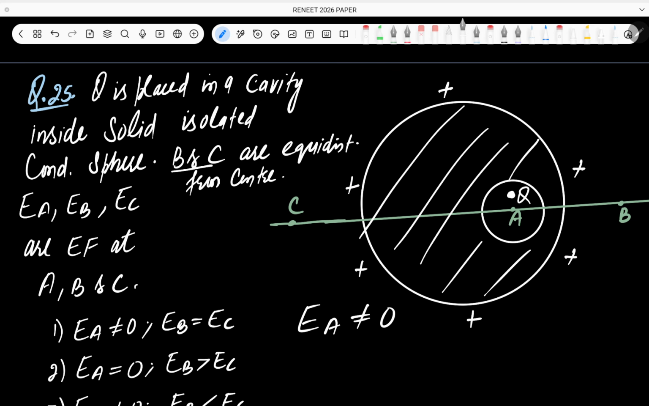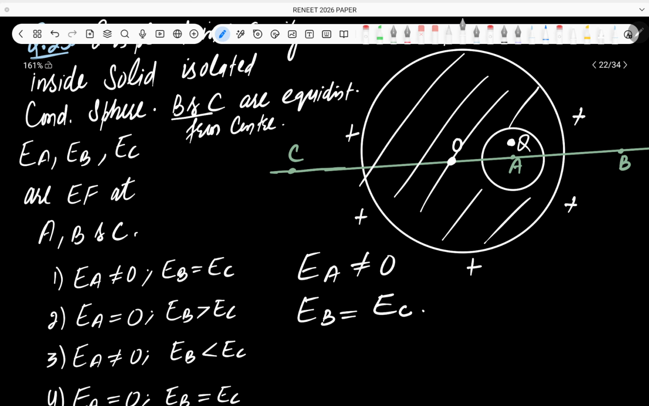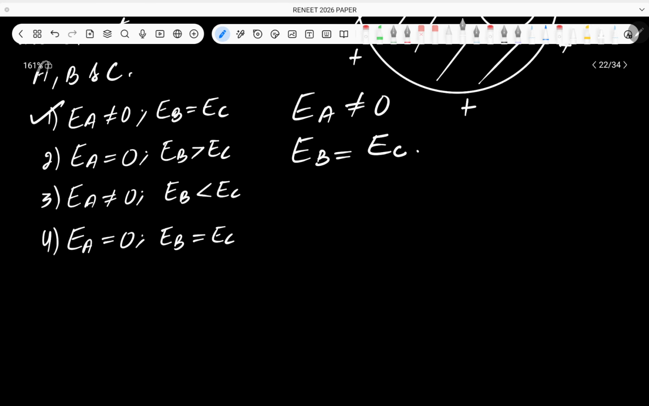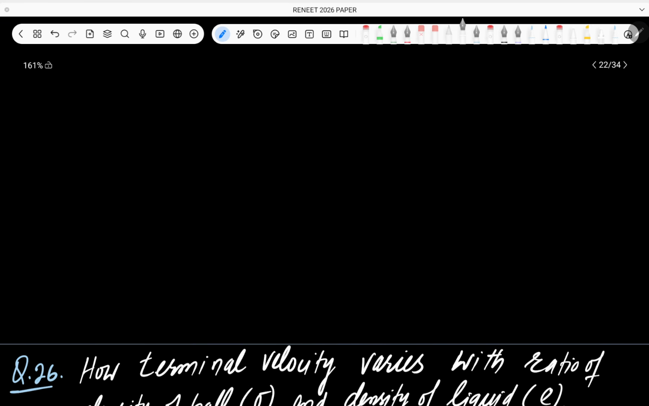And then this whole charge will be exposed on the surface, and it's mentioned in the question that the points B and C are equidistant from the center of this sphere. All right, which implies that the field at the point B should be exactly equal to the field at the point C. So the answer is the A part. So easier question. Let's move to another question.